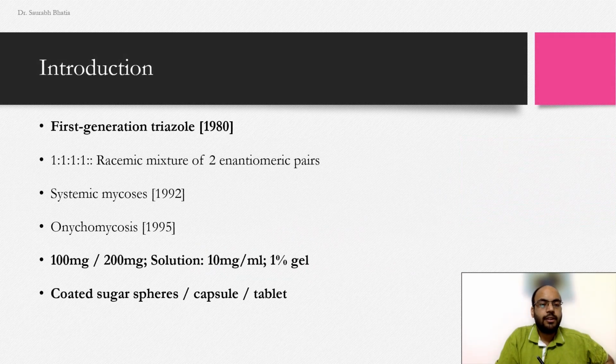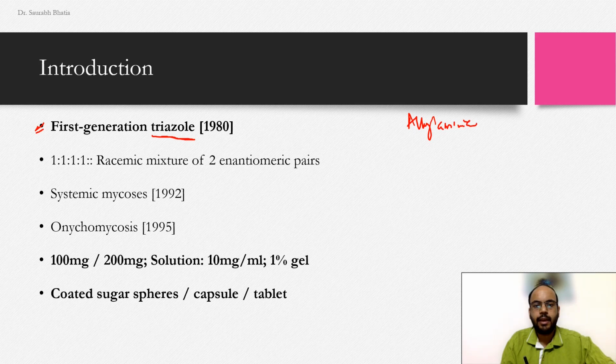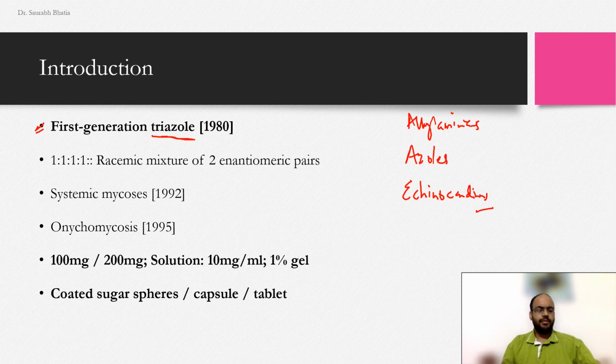Now itraconazole is a first generation triazole. What do we mean by that? Well, antifungals can be divided into allylamines, azoles, or echinocandins, and there are other classes also, but majorly we usually deal with allylamines and azoles. Allylamines include terbinafine, which we discussed last week.